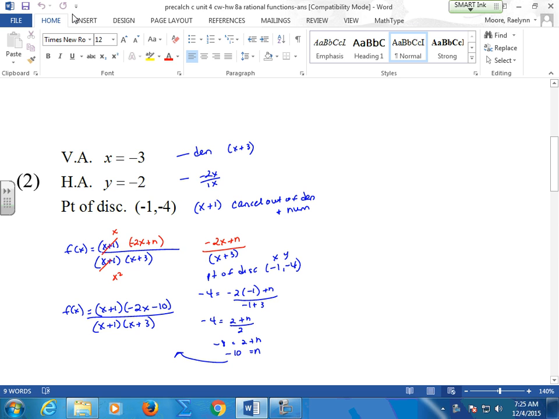So start with your vertical asymptote. That's what's coming in your denominator. Your point of discontinuity is a factor that has to be in the numerator and the denominator because it has to cancel out. So start there too.